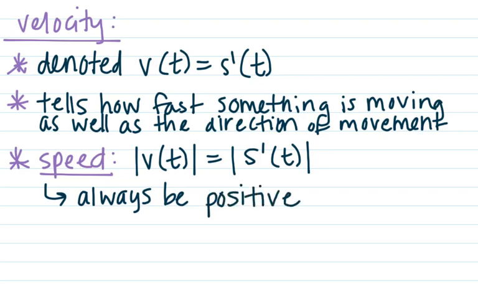So speed doesn't tell us direction, but velocity does. So velocity tells us how the position is changing, how something's moving. Up next is acceleration, which is another layer down, and it describes how the velocity is moving or changing.